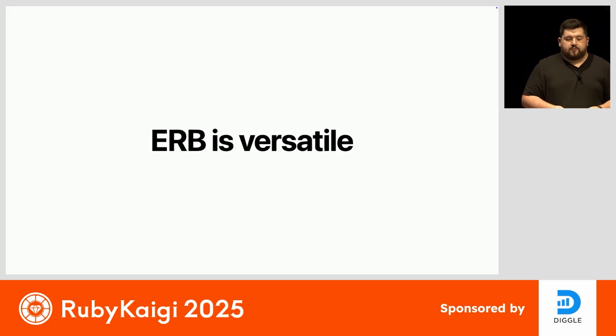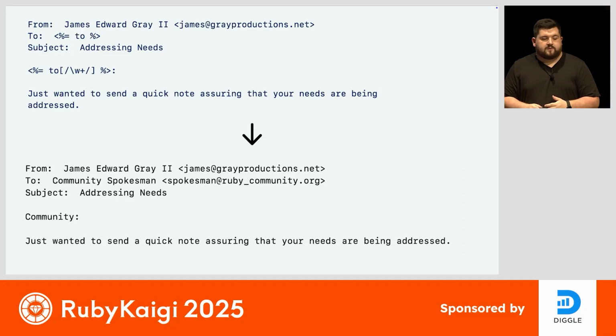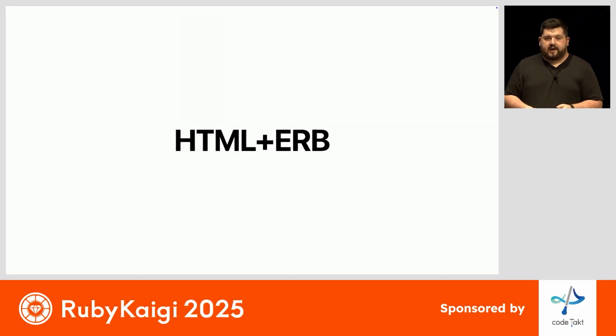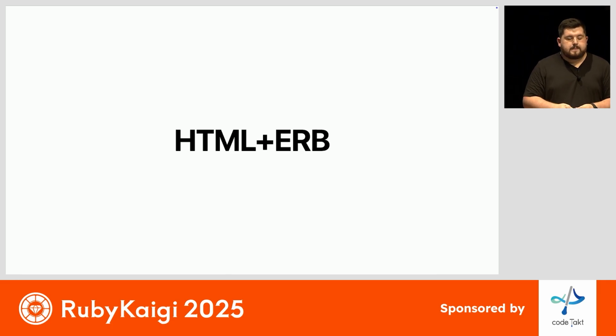The thing is that ERB is versatile, so you don't have to use it with HTML. You can use it for emails, you can use it for YAML files, you can use it for texts. It doesn't really matter. But the thing we care about is that we want to use it with HTML. So we want to look at HTML and ERB at the same time. So we have this plan to add support for this.